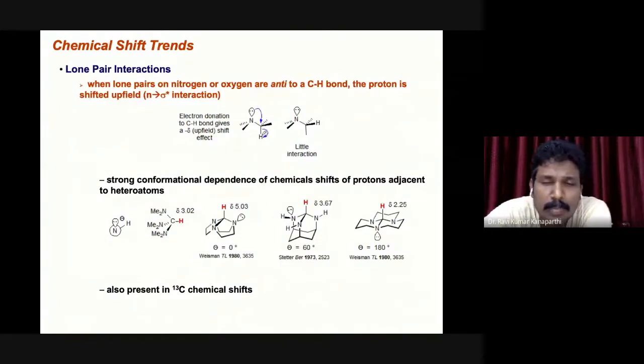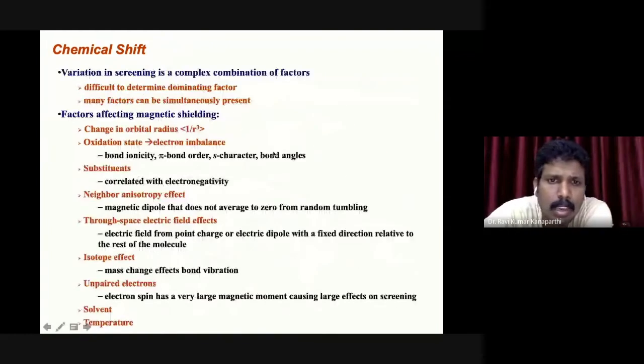Then the CH hydrogen will have more electron density, and normally we will see it in the upfield region. Whereas if it is present in the syn region, it will be found in the de-shielding region. Okay, so that is one thing.